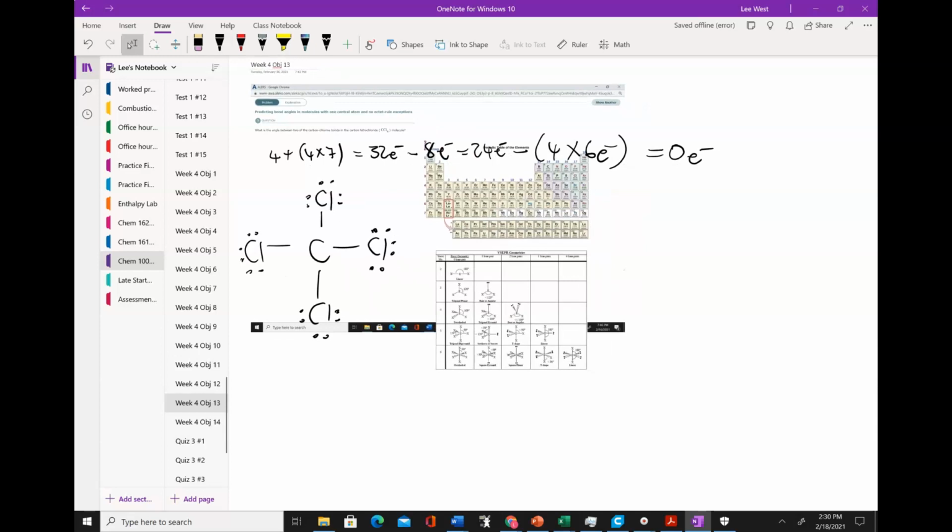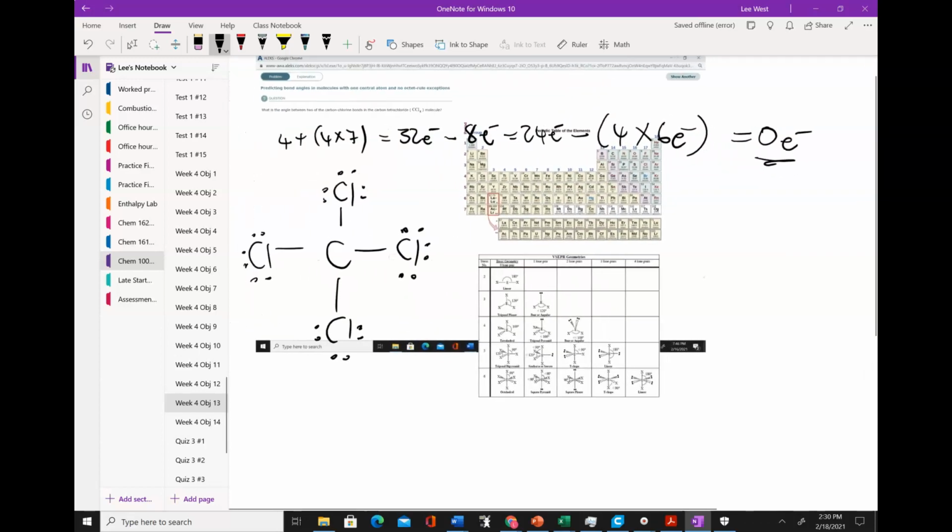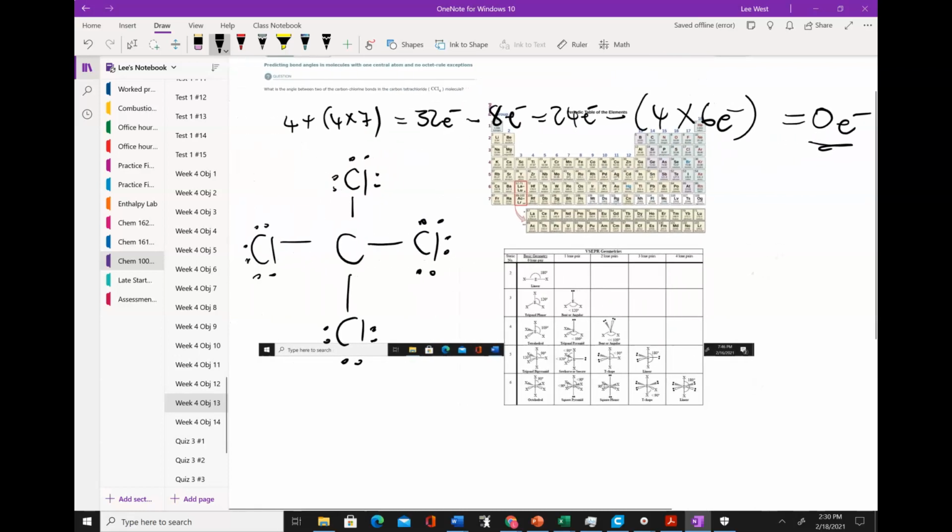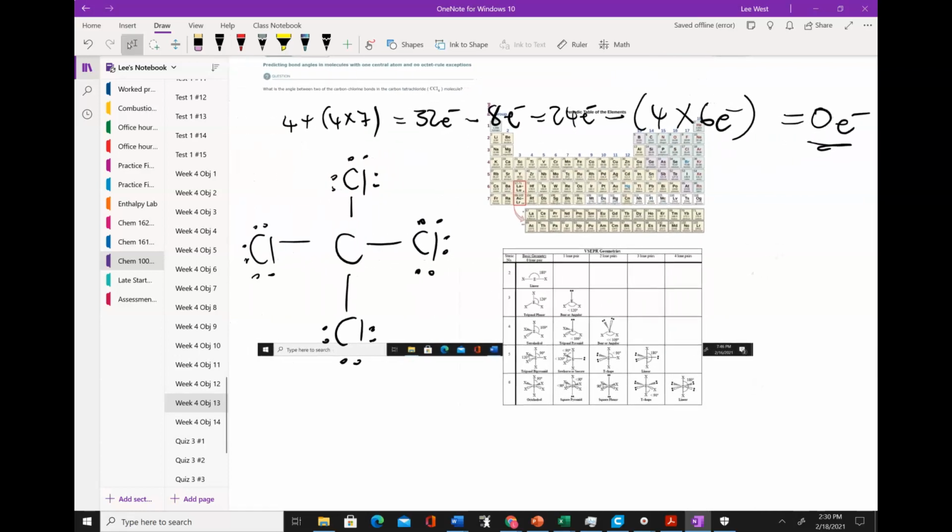Okay, so now I just check the octet on my central atom. If I did have electrons left over, I would place them on the central atom, but I don't have any. So I'm just going to check its octet, 2, 4, 6, 8. And everything is good. So that Lewis structure is done. Now the question becomes, what is the angle between 2 of the carbon-chlorine bonds in this molecule? So what is this angle in here?